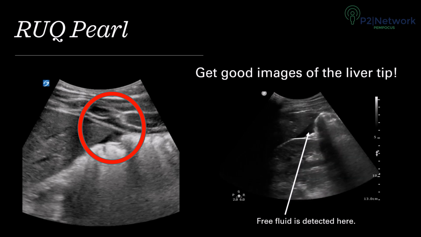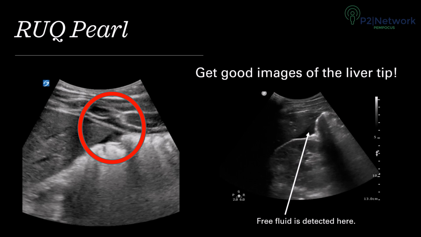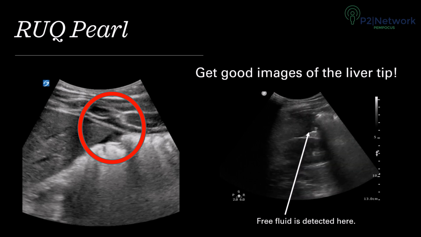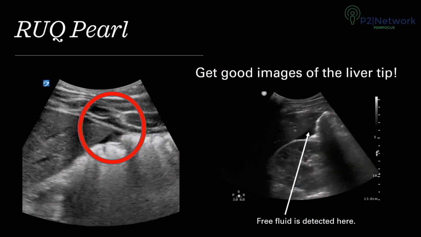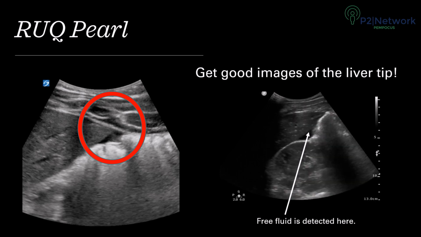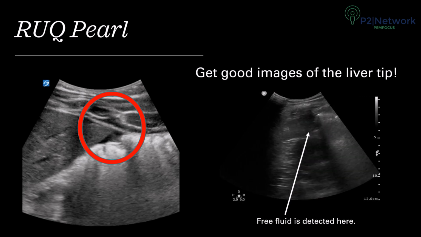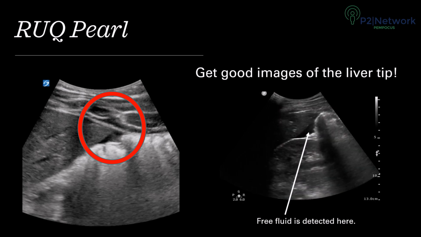Make sure to view the tip of the liver in the right upper quadrant, as sometimes this is the only place you will see fluid. This is sometimes done by rocking towards the patient's feet, sliding towards the patient's feet, or fanning or even sliding anteriorly towards the patient's front.